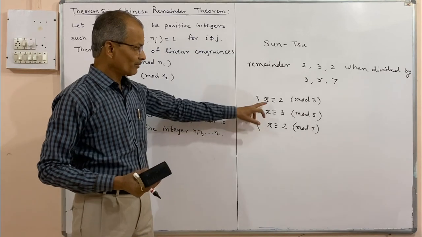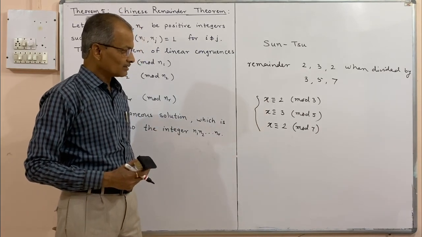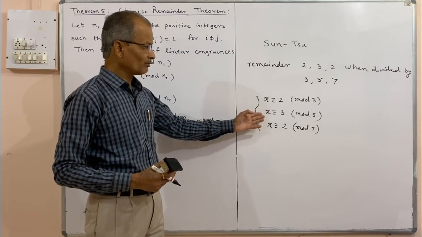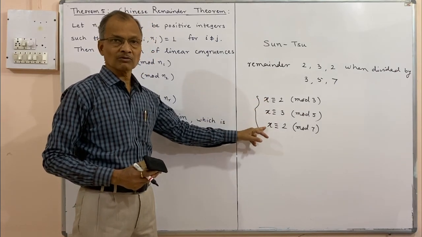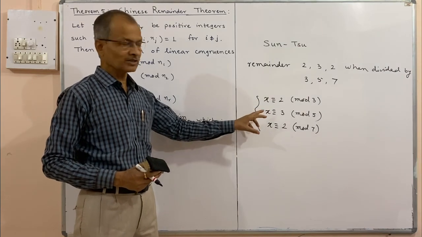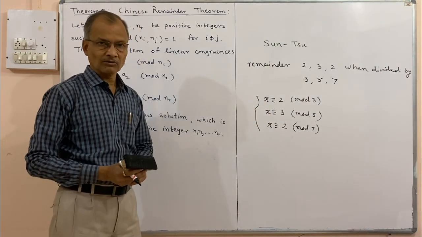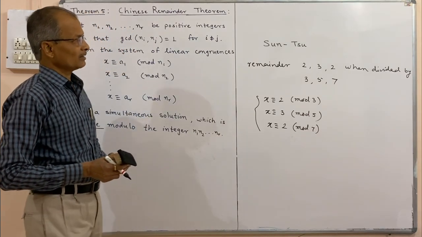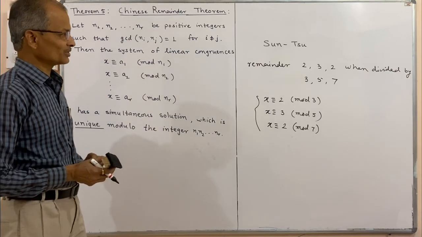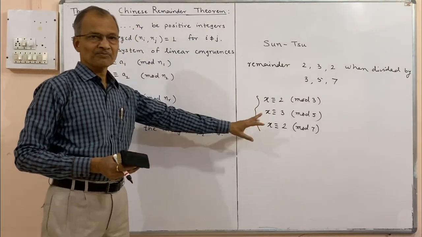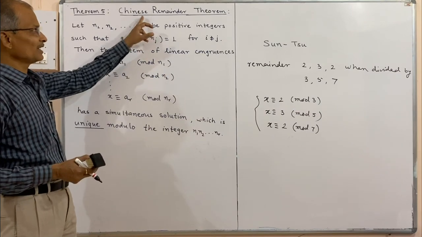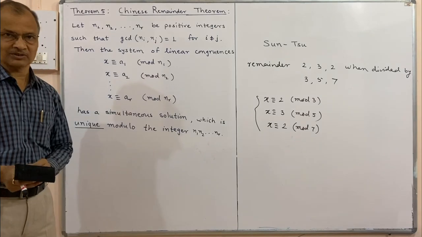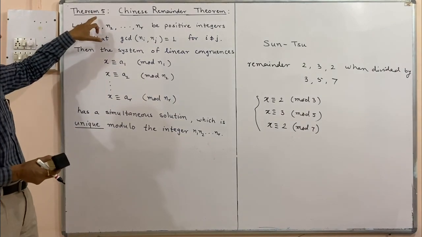So this is a system of linear congruences, just as a system of linear equations, and the solution to this system is the number which satisfies these congruences simultaneously. The same number satisfies all the three congruences. The theorem related to the solution of these linear congruences is named the Chinese remainder theorem, because Chinese mathematicians studied this problem first. And I have written the statement here.